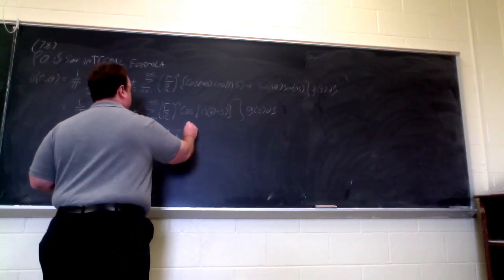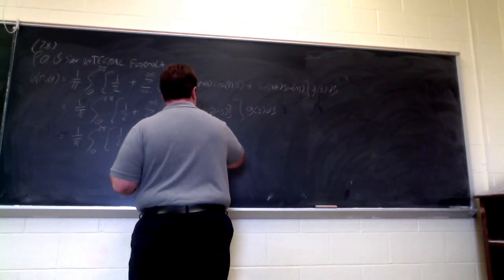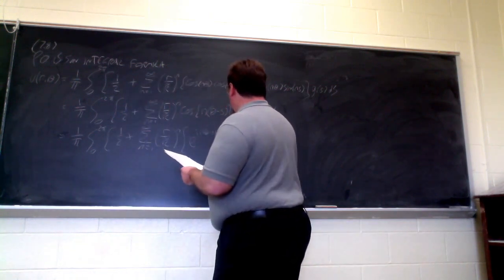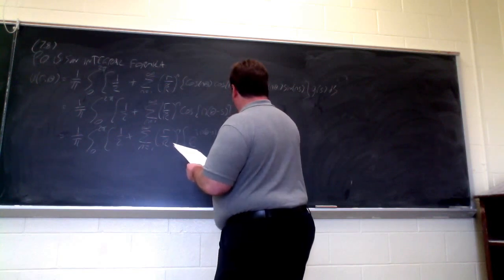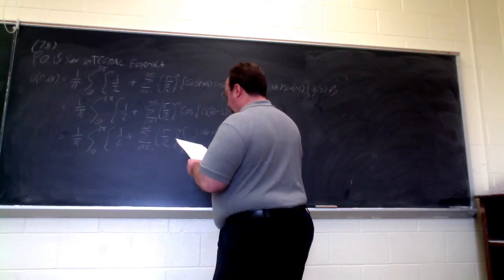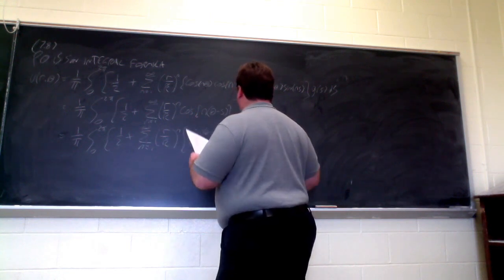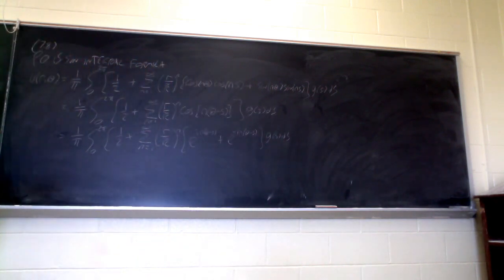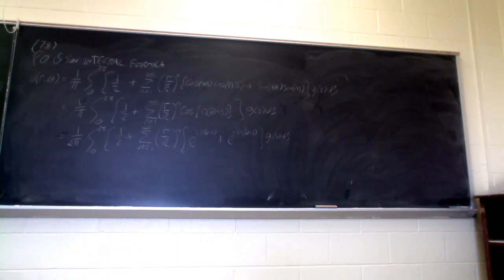So that would be e to the i n theta minus s, plus e to the minus i theta, i n theta minus s, g of s ds. Now, cosine of theta is e to the i theta plus e to the minus i theta over 2. So I do need a factor of 2. I'll just put it out here.